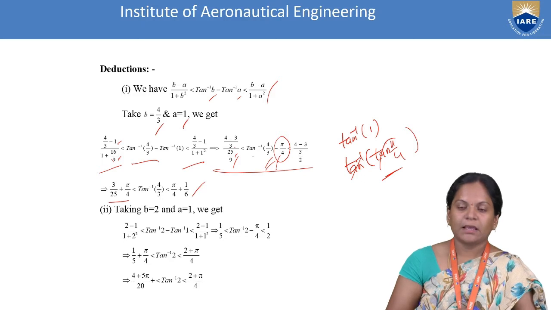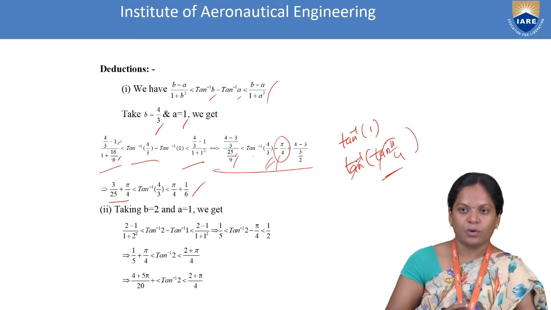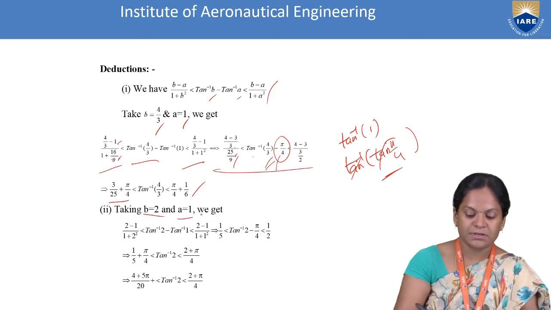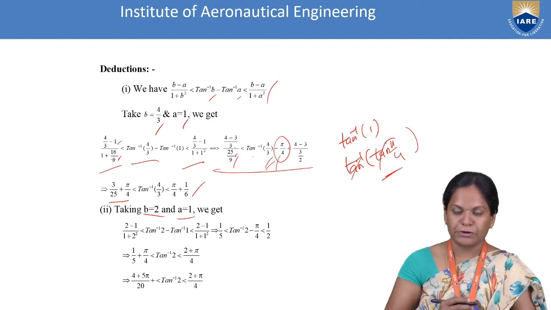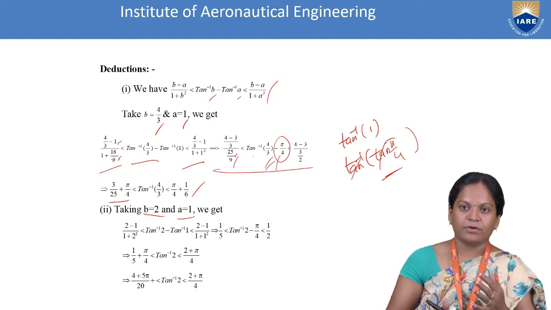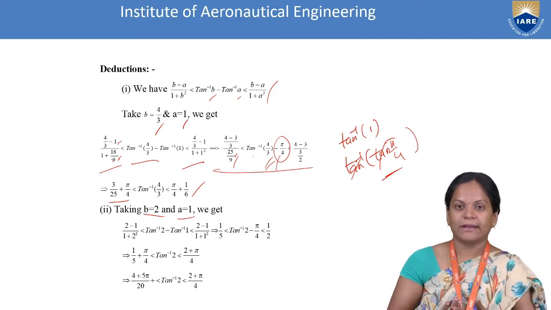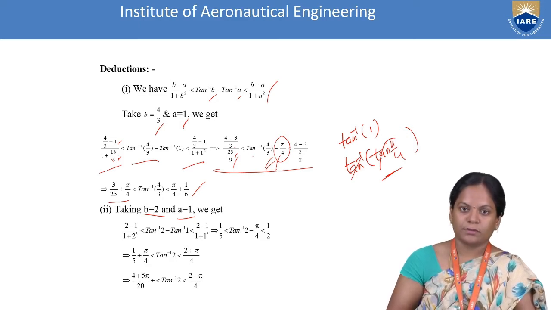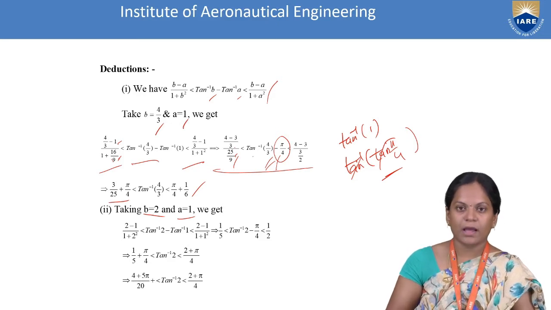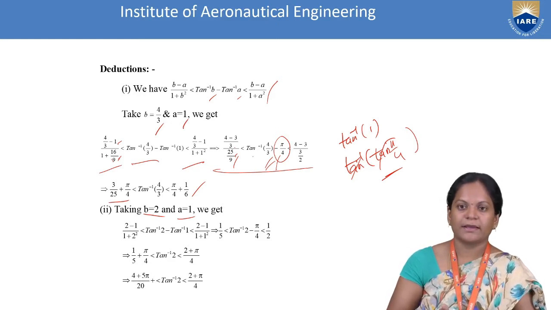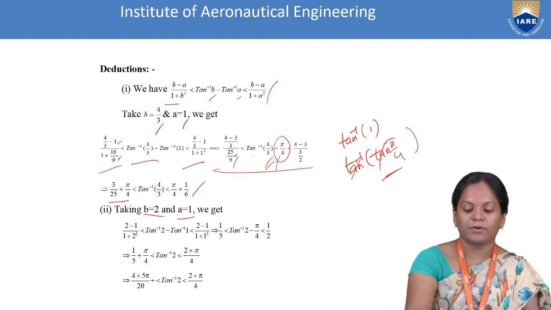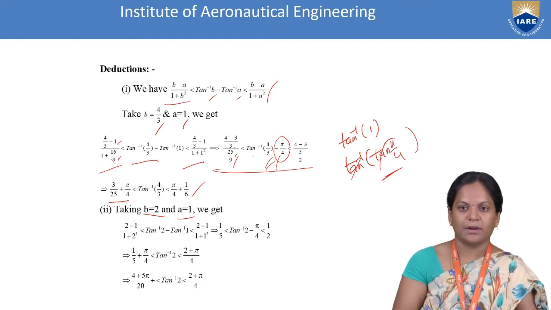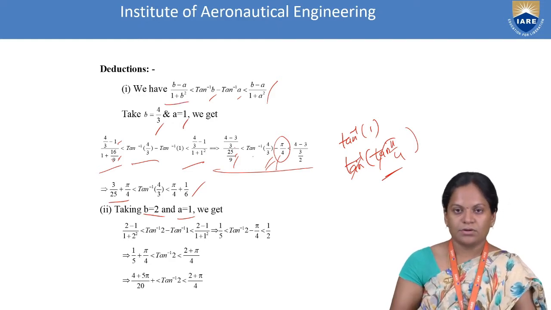Similarly, taking b equal to 2 and a equal to 1. These two assumptions are based on the given directions. We have to check for what values of a and b we will get the given direction, and we have to choose those a and b values. So taking b equal to 2 and a equal to 1, we get b minus a by 1 plus b square. Substitute in this inequality, then you will get the direction.